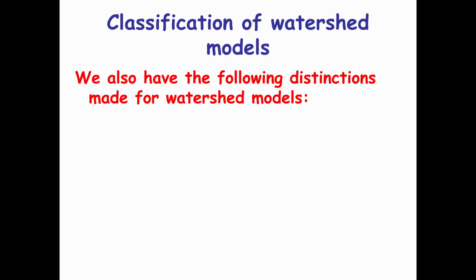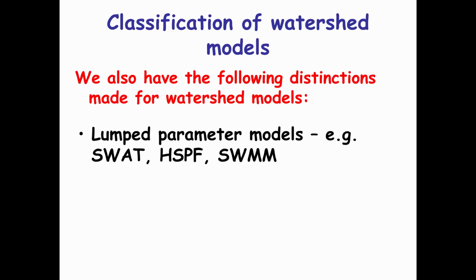In addition to the classification I just talked about, we can also make these distinctions for watershed models. The models that are used for TMDL analysis can be put into a category called lumped parameter models, and examples of those are the SWAP model, the HSPF model, and the SWIM model. The SWAP model was developed by USDA. The HSPF model was developed many years ago based on the Stanford Watershed model. HSPF means Hydrologic System Program Fortran.